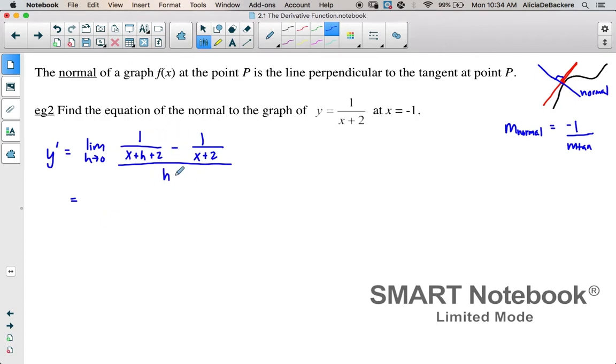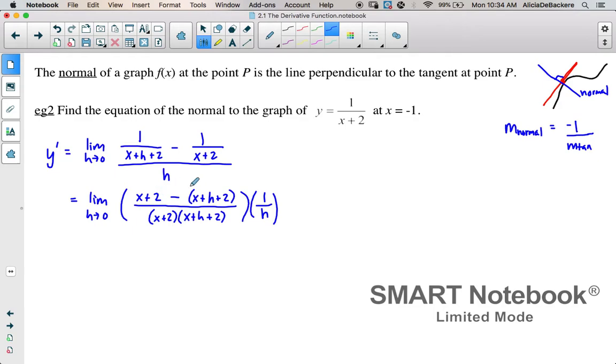Whenever I've got fractions within a fraction, usually our first step is to try and find a common denominator there. So I'm going to find a common denominator on the top, and then I'm going to move this dividing by h and change it to multiplying by 1 over h at the end. My common denominator is just going to be these two original denominators multiplied together. So my new numerator is going to be x plus 2, and then my new second numerator will be x plus h plus 2. It doesn't matter which order you write these two things in the denominator. The numerator matters because I'm subtracting all of these terms here. So I'm going to do that in the next step.